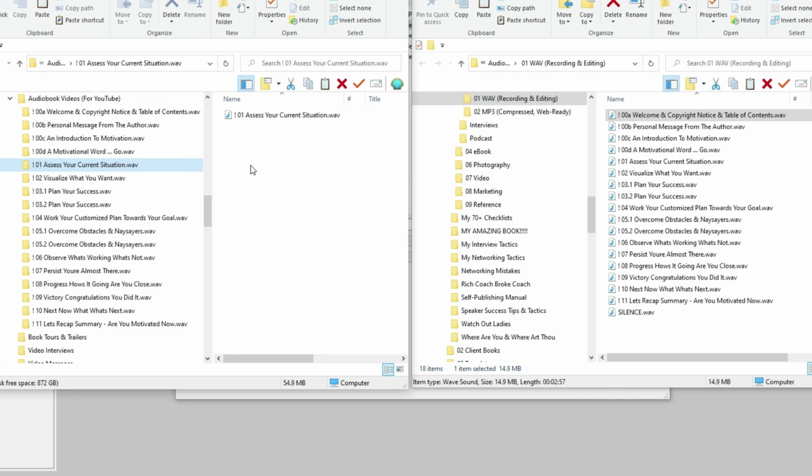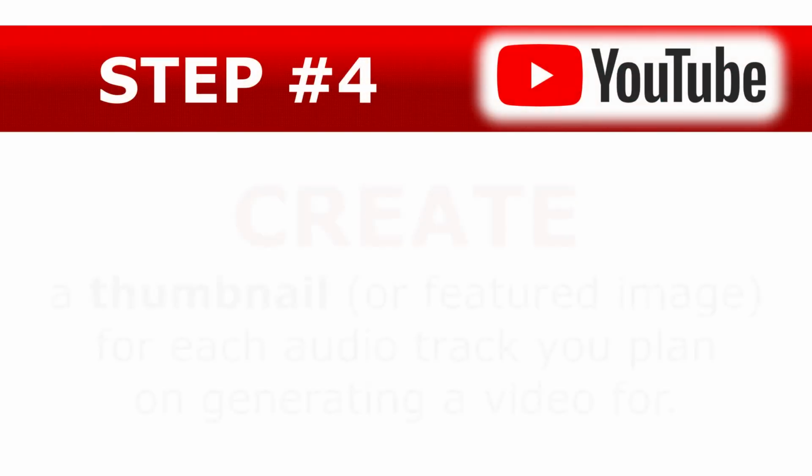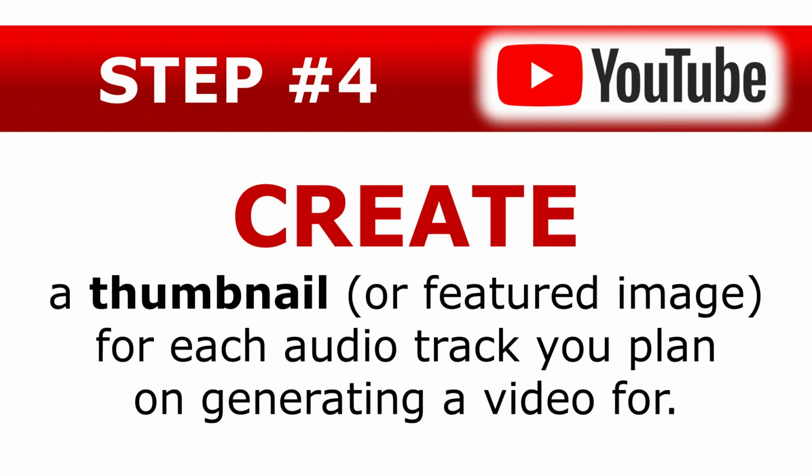Good. All right. Now let's continue to the next video, or next step in this series on uploading your audiobook to YouTube. Step number 4, create a thumbnail or featured image for each audio track you plan on generating a video for. Come on, I'll show you how that's done. And I'll give you my really cool looking featured image thumbnail formula. You're going to dig it.